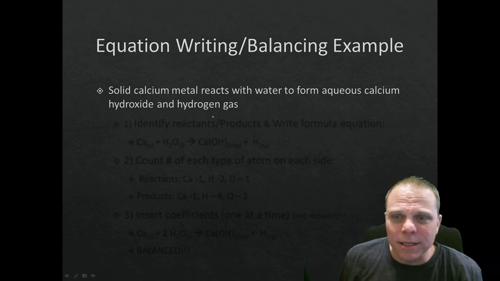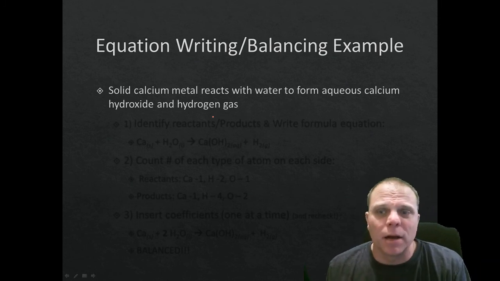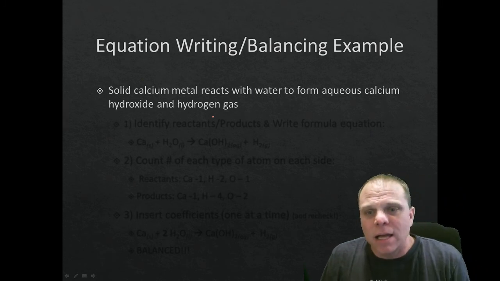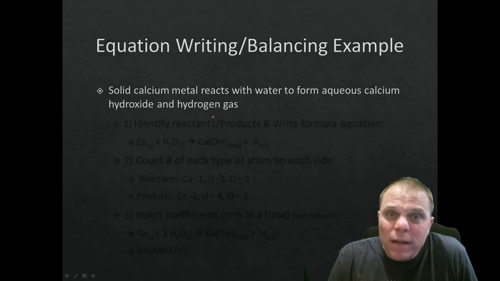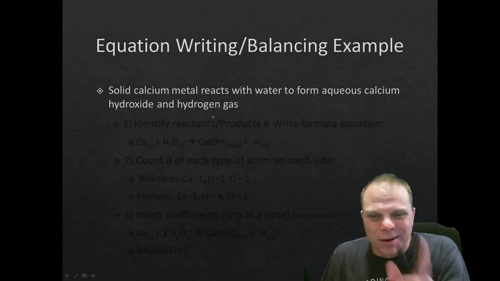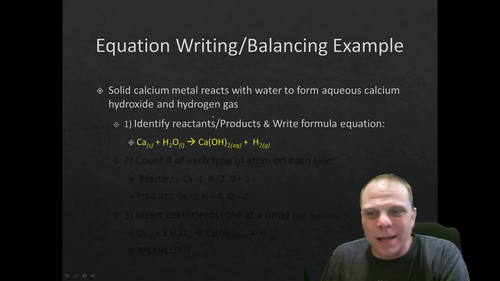All right. So let's look at this one. This is just more practice, right? So solid calcium metal reacts with water to form an aqueous calcium hydroxide and hydrogen gas. So first of all, we've got to write this out. What does this look like in terms of the formulas? All right, so why don't we pause and practice real quick, and then I'll go through it. All right, first, we get this.